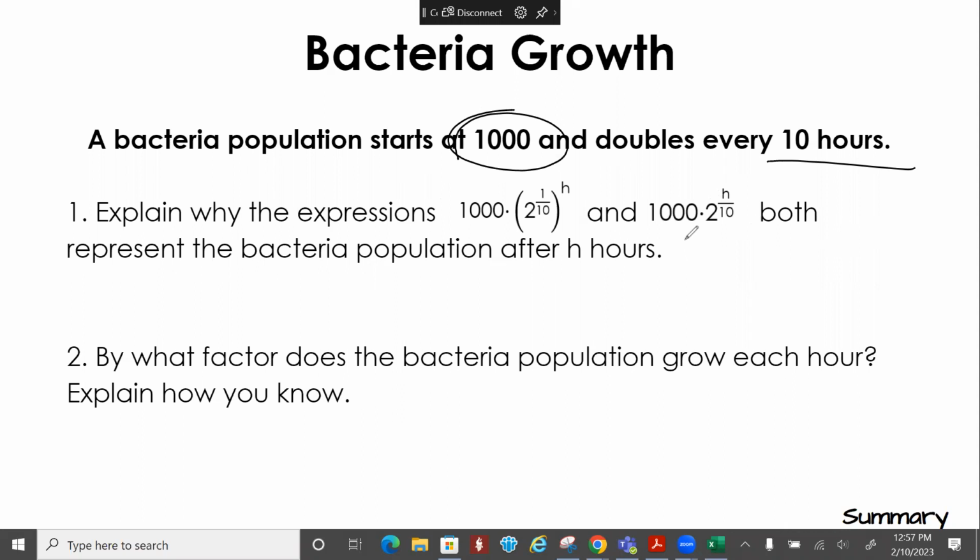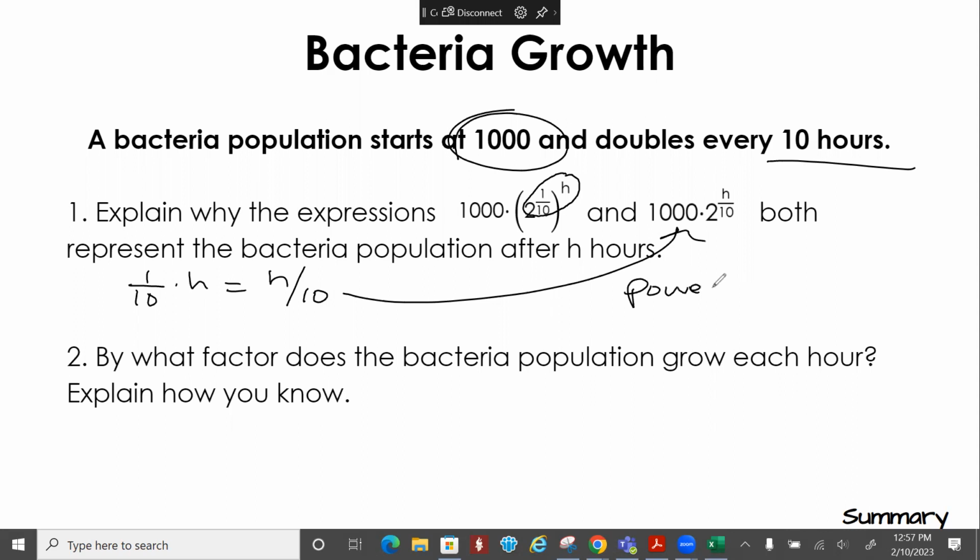Before y'all start freaking out, look at the exponent. What do we know about a power raised to a power? What do we do with that exponent? We multiply. So we do 1/10 times h. When we multiply that, that gives us h over 10. Well, look at what this one has. So our power raised to a power rule. It doesn't even look like a power. It just looks like a slightly smaller number next. Yeah, that is what we used.